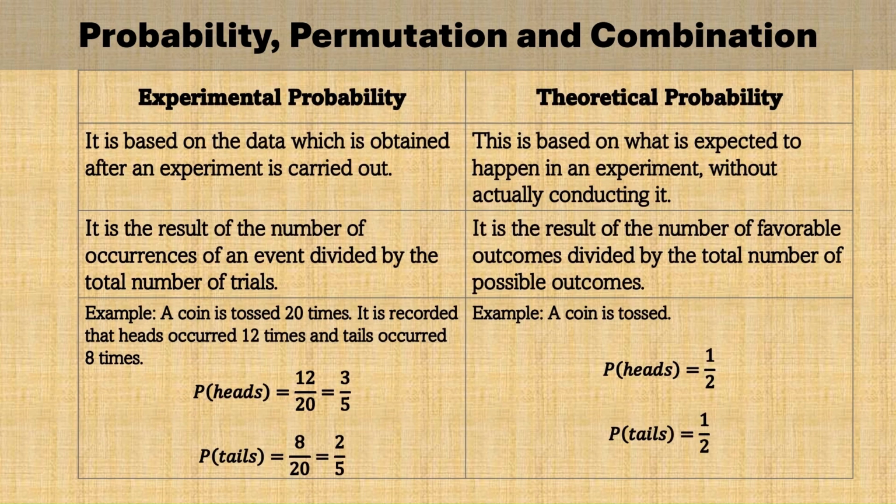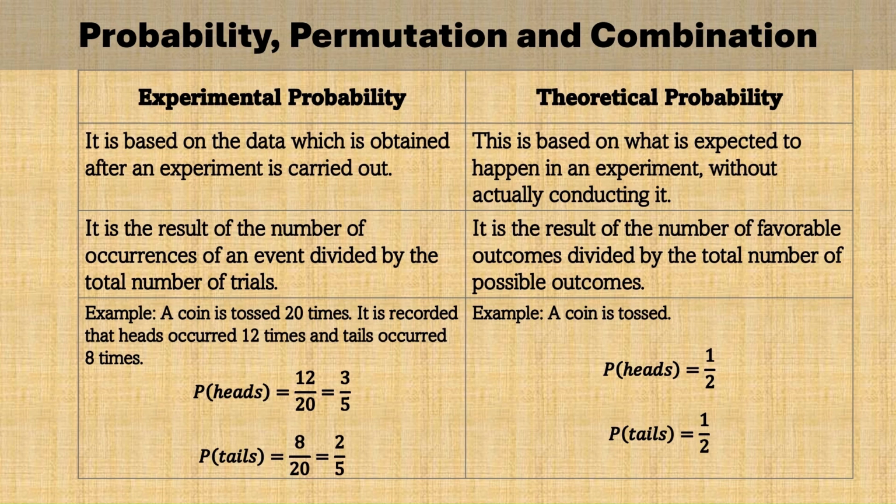Experimental probability is based on the data which is obtained after an experiment is carried out. It is the result of the number of occurrences of an event divided by the total number of trials. Example: a coin is tossed 20 times. It is recorded that heads occurred 12 times and tails occurred 8 times. Hence, the probability of heads up is 12 over 20, or 3 over 5, since 12 and 20 are divisible by 4. Then, the probability of tails is 8 over 20, or 2 over 5, since 8 and 20 are divisible by 4.